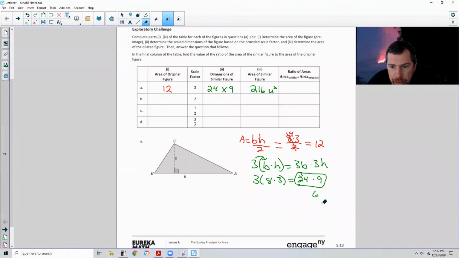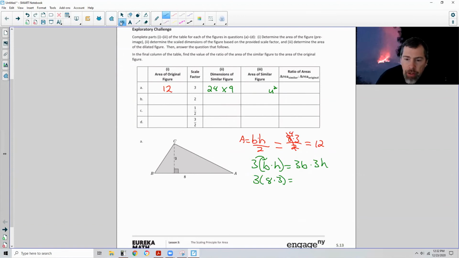Okay, that didn't make sense to me, and now I realize why. So let me just fix this. 216 is not correct. I didn't divide by 2. It's a triangle. 1/2 base times height. I have BH over 2 here. I did not put this over 2. So this was all correct. I get 24 times 9 over 2. And 24 times 9 is 216 like I had. But I didn't divide it by 2. So the area is 108 units squared.